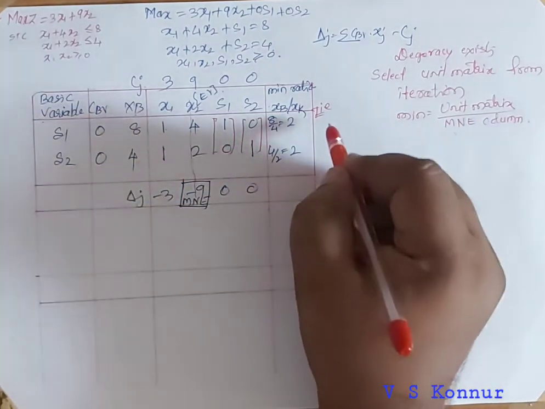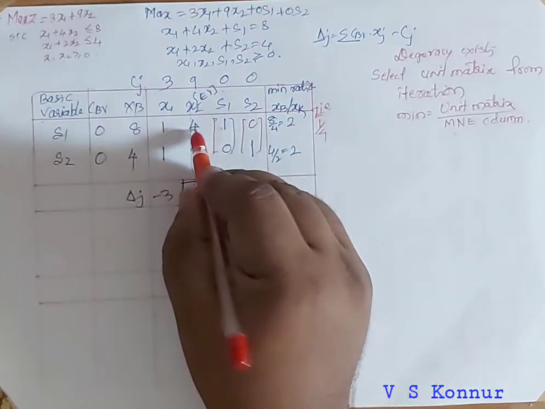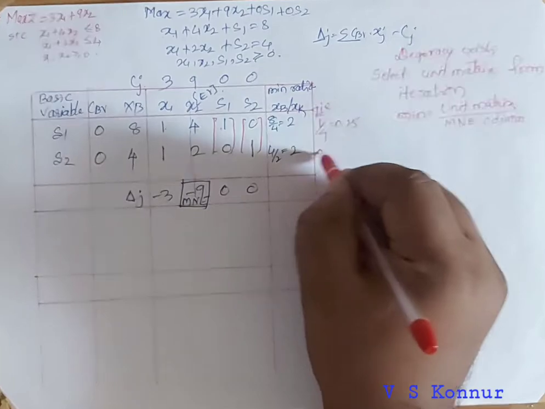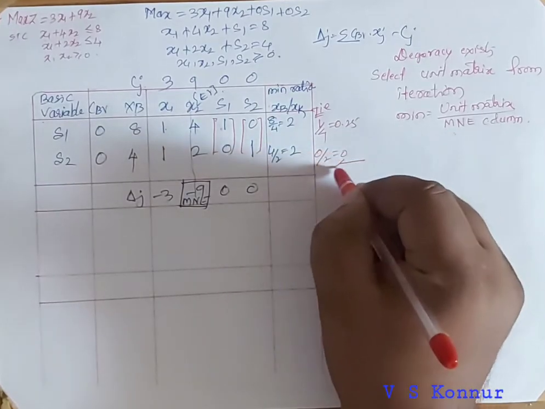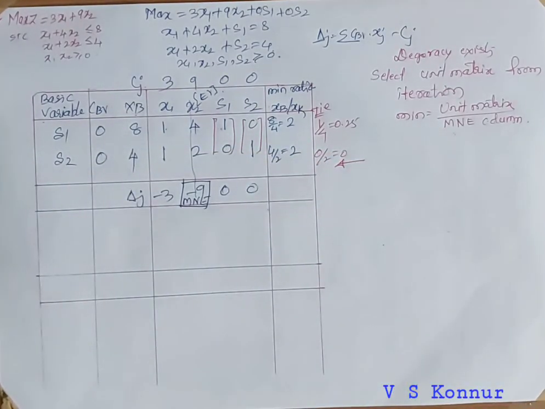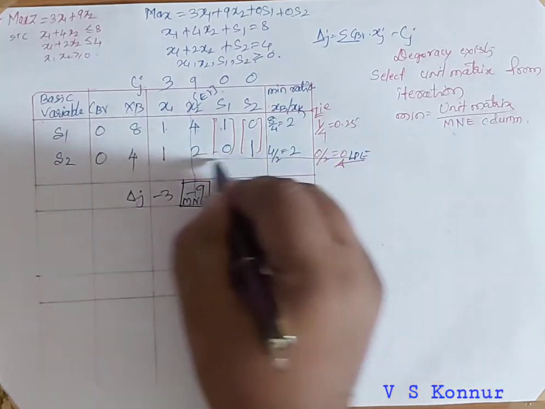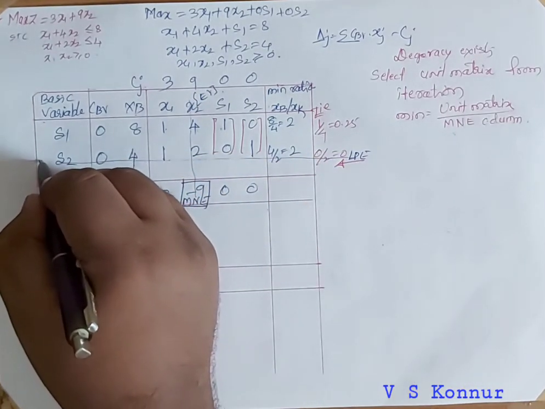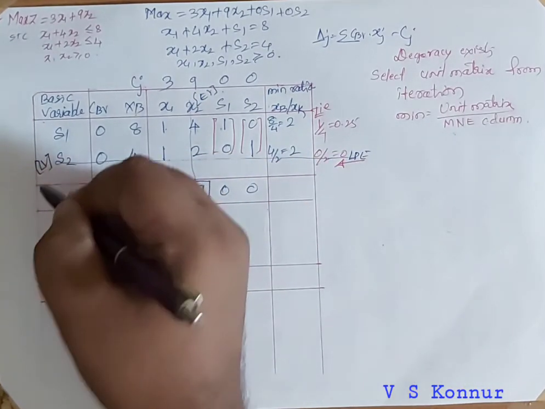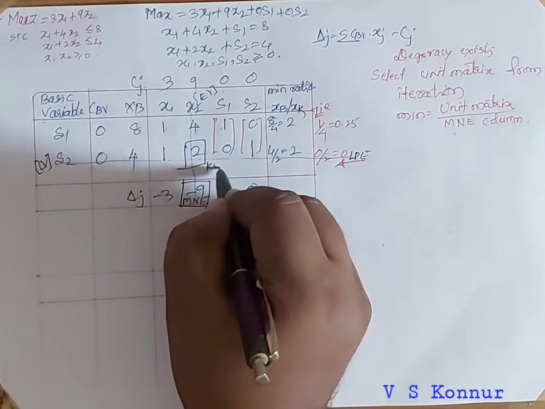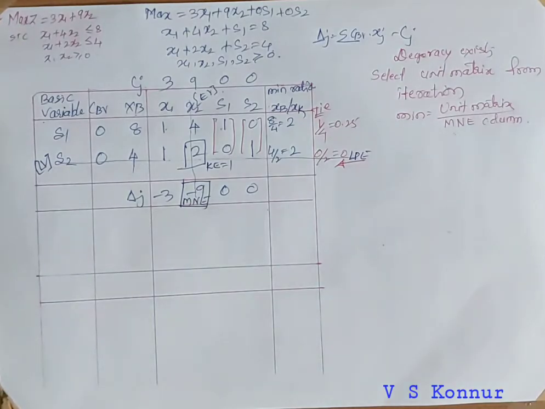So 1 by 4, that is equal to 0.25. Next, 0 by 2. So here the least positive element 0 will also be considered. 0 will also be considered as the least positive element, hence it will give the leaving vector. Intersection of these two is 2, that is called the key element. It should be equal to 1. If it is not equal to 1, you should make it equal to 1.